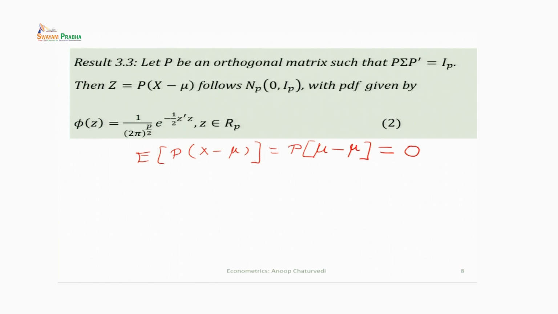The variance covariance matrix of Z is P times the variance covariance matrix of X, which is sigma, times P transpose, and then P sigma P transpose is an identity matrix. So, if you take this transformation of X, then you get a standard normal or p variate standard normal distribution.